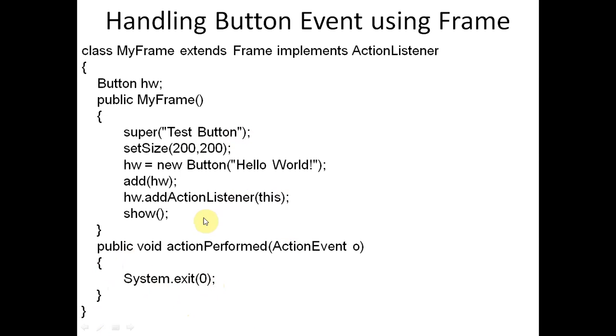So when we click on this test button, it will display the Hello World message, and then it will exit from the window. This way we can use a frame as well as an applet. We have not defined the show function here, so we can also mention the show function. So this is all about the button event.